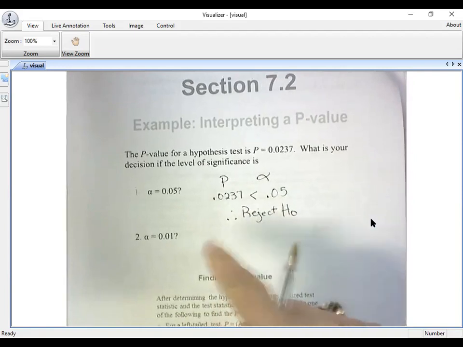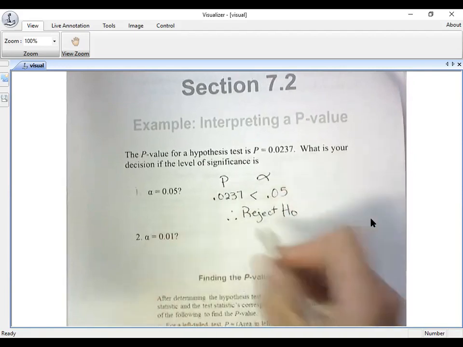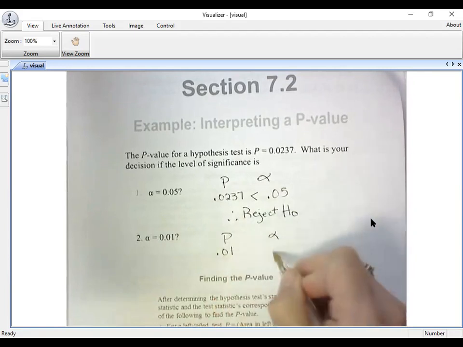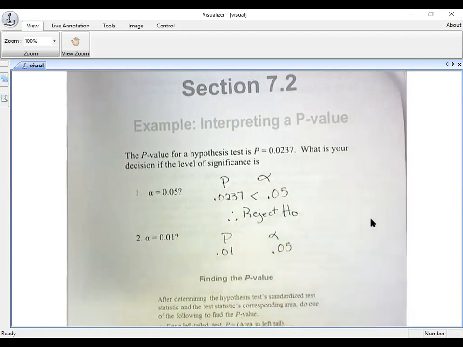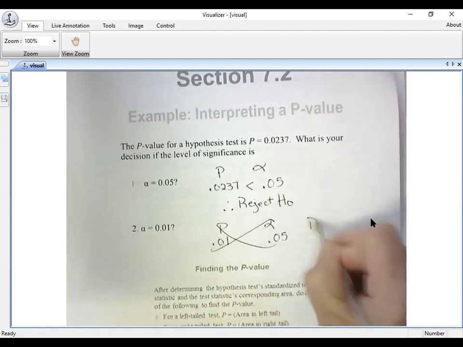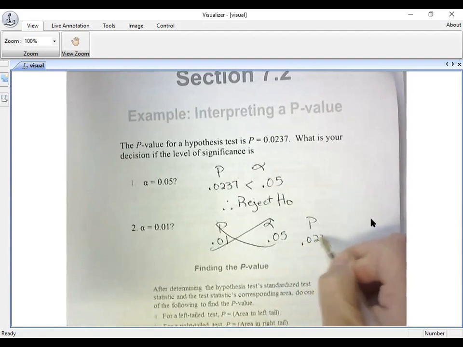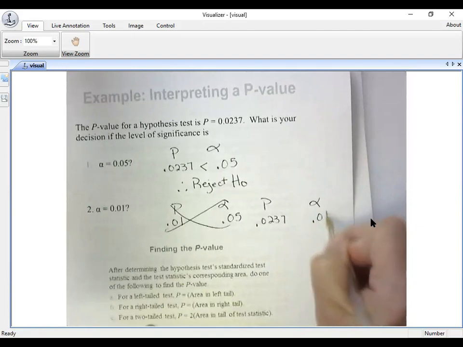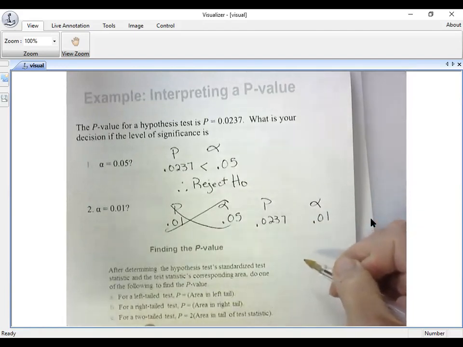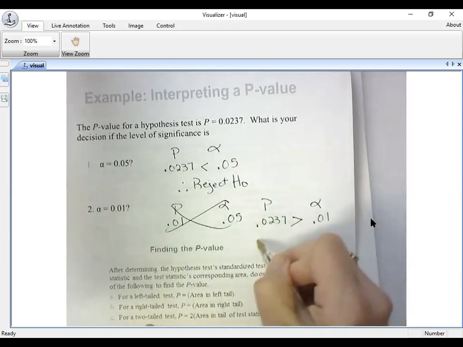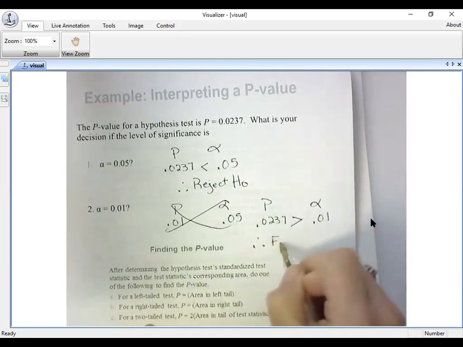Okay, now let's try it if we change our level of significance to 0.01. The p has not changed. It is 0.0237. It's the alpha that has changed, and the alpha is now 0.01. Which one is bigger here? P is larger than alpha, and if p is greater than alpha, what's my decision? Fail to reject the null hypothesis.